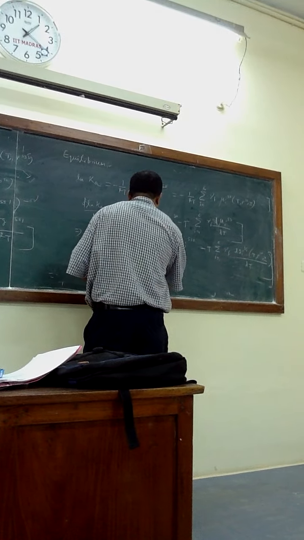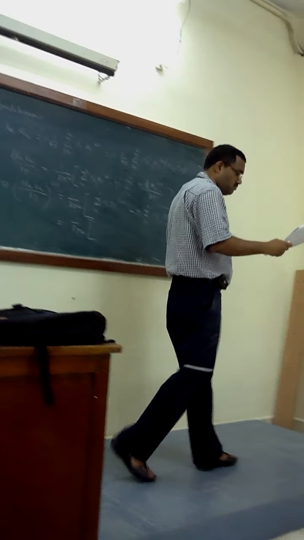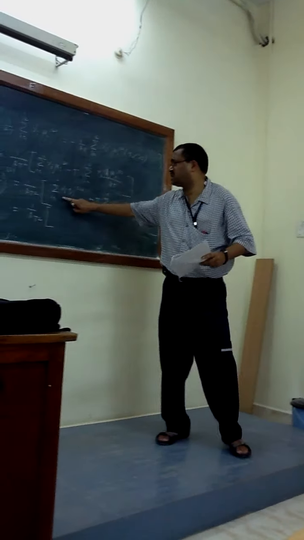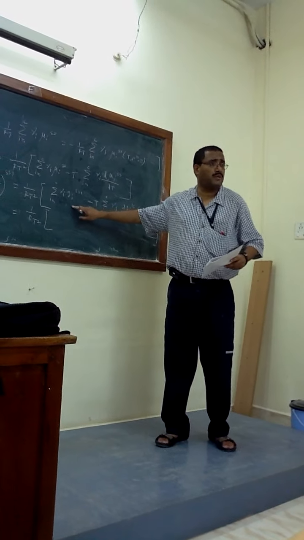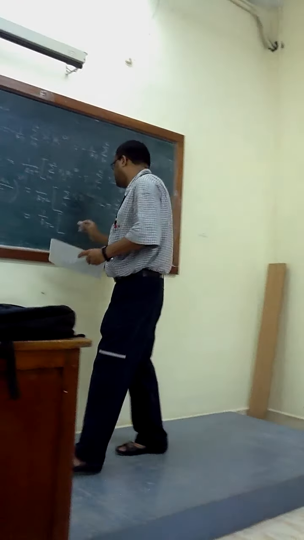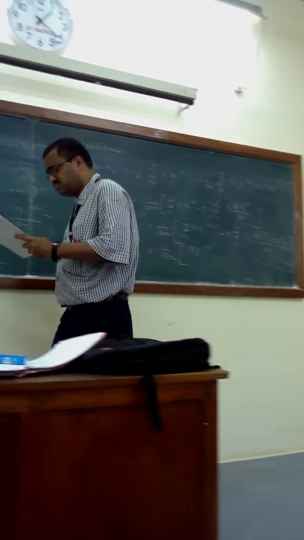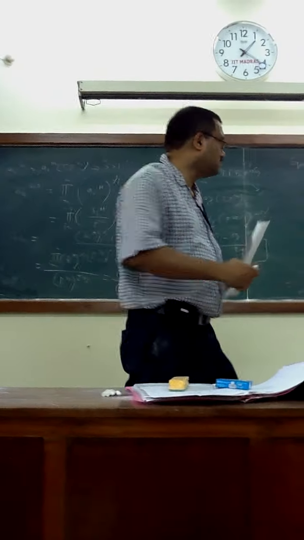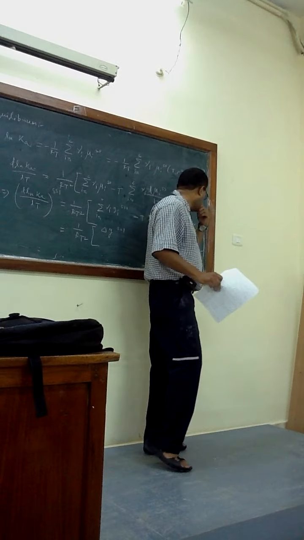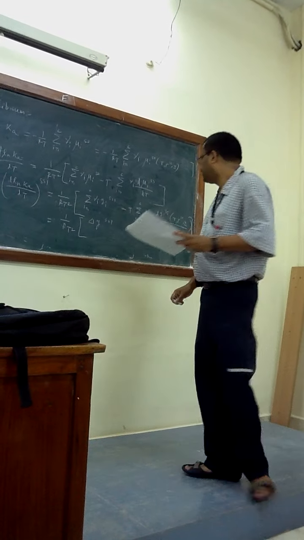One by RT square. What will this be? We have just discussed it. Summation gamma Gi SS1 is what? Delta G SS1. Next term, dou G Ig by dou T at constant pressure. What will happen? Dou G Ig by dou T. This term will be what?